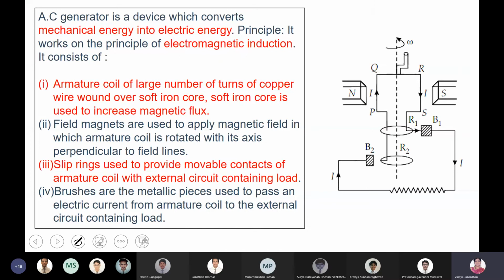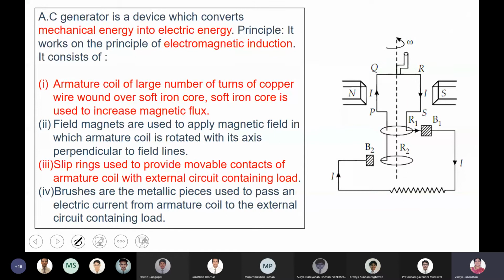Now we'll see the basic working parts and its function. AC generator is a device that converts mechanical energy to electrical energy, because the coil is rotating in a magnetic field. So it's mechanical energy, and the coil rotates, the EMF is induced in the coil, so an induced current flows in the coil. So this is called electromagnetic induction. So the mechanical energy is converted to electrical energy.